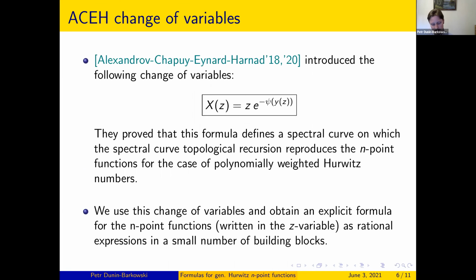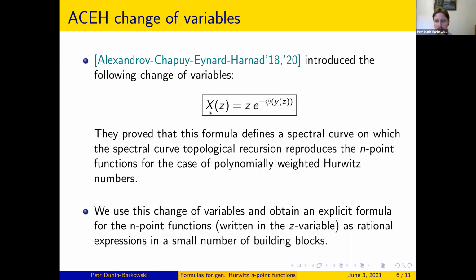Let's see what we say. What I mean when I say that they become rational is that they become rational after a certain change of variables. This change of variables was used by Alexandrov, Chapuy, Eynard, and Harnad in their papers, where they studied polynomial weighted Hurwitz numbers and proved topological recursion for that case. So this is the change of variables. You can think about this again as just some formal power series in our situation.